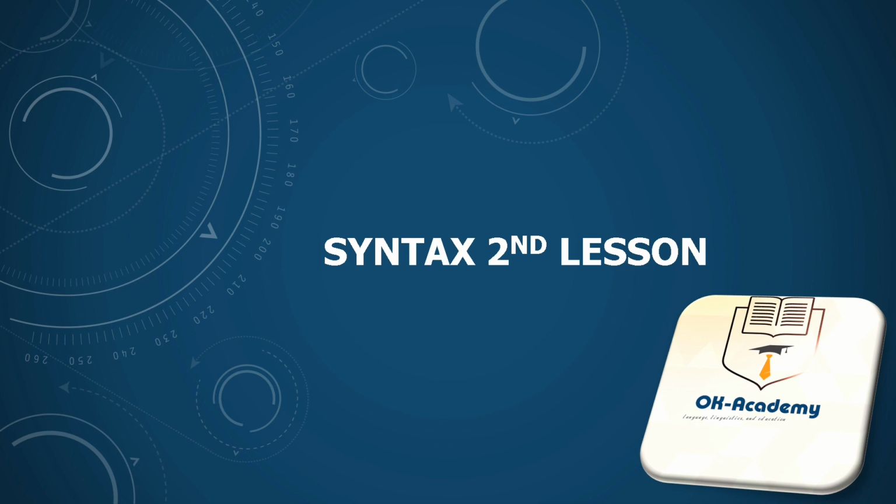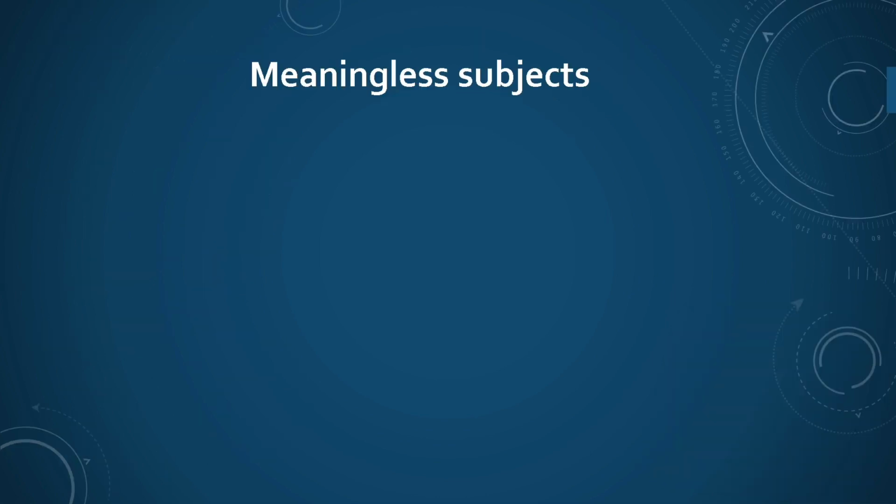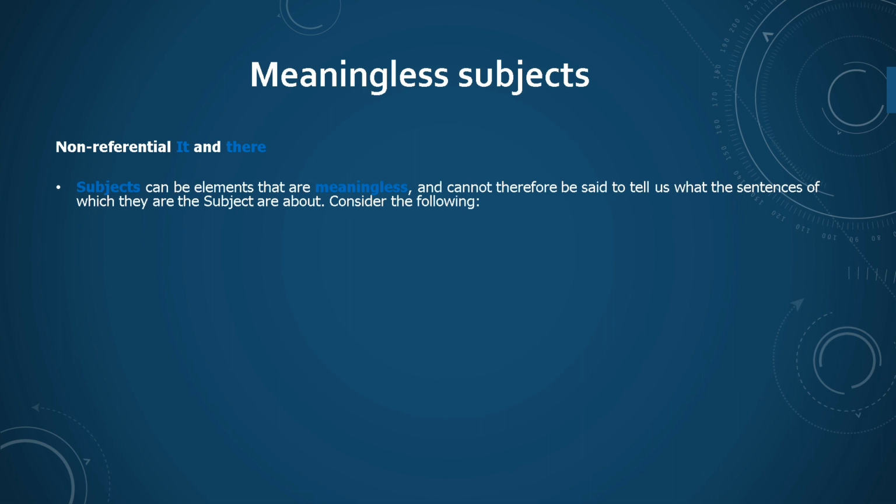Today we will dive in to get to know more about syntax. So in the first slide we have meaningless subjects. It's not a condition that a subject has to be meaningful. In some cases there are subjects that are meaningless. What are examples of meaningless subjects? We have non-referential it and there. Why do we call them non-referential? Because they don't refer to anything that has been mentioned previously.